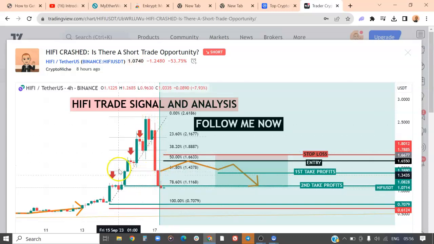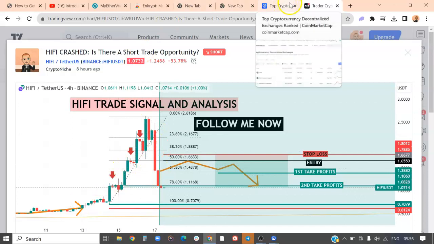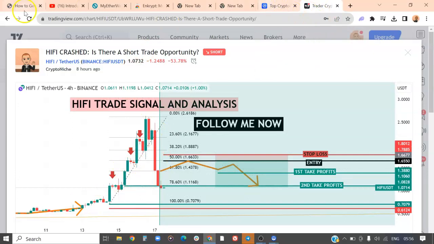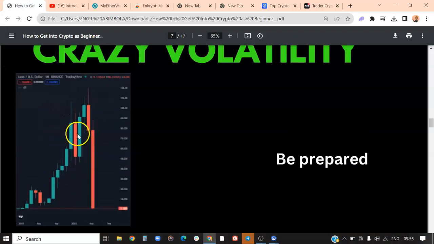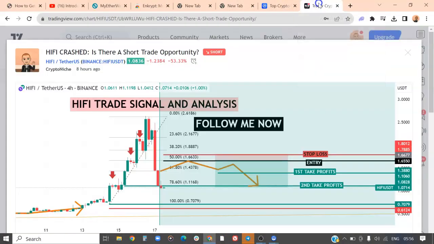But you can see this capitulation. This happened before, several months ago. What you are seeing right here happened to this coin several months ago. Can you see that? And now it is happening to another project, another coin.